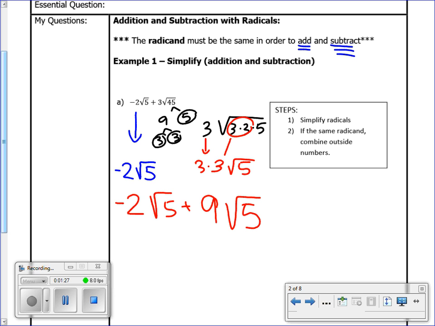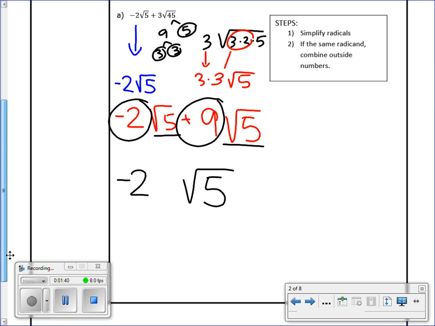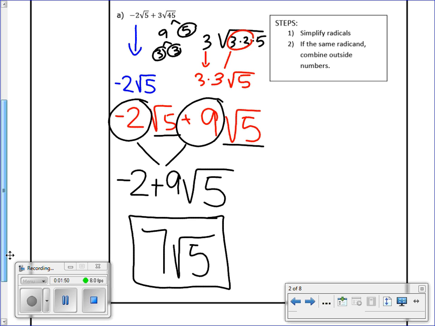Now we ask ourselves the question, are these radicands the same? They are. They're both the square root of 5. So you keep the square root of 5, but you will add the numbers in front. So we have negative 2 plus 9. And negative 2 plus 9 will end up giving you 7 square root 5. Again, that square root of 5 just gets carried down. It's like an x. So if it was negative 2x plus 9x, it would make 7x. This is the square root of 5. So it's negative 2 plus 9 square root of 5 gives you 7 square root of 5.